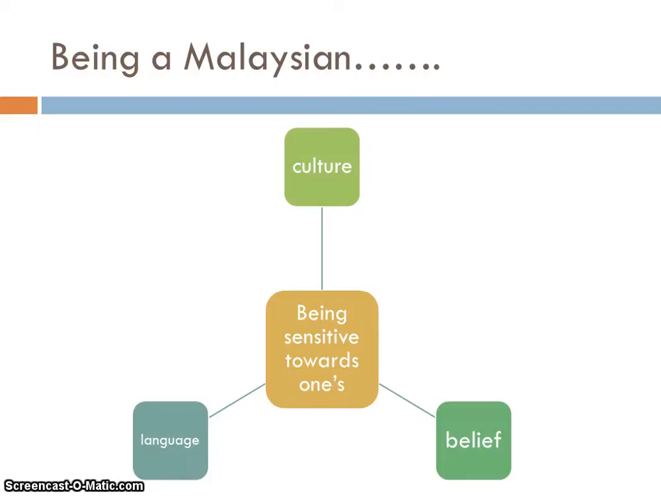Now, since we are not comprised of a mono race, which means a country that has only one race, we have many races, and therefore there are a few things that we have to consider whenever we want to interact with each other. The first one is, of course, we have to be sensitive towards one's culture. Different races bring along different cultures with them, and in order for us to understand them better, we need to understand their cultures.